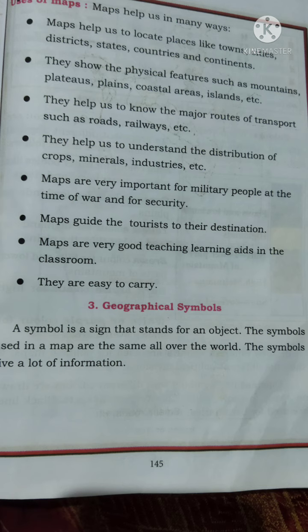Next, maps guide the tourist to their destinations. For example, in a Mysore district map, where the zoo is located, where the KRS dam is located, everything we will come to know through this map. It means it will be easier for us to reach our place if we have the map. And also it is very useful to reach unknown places.